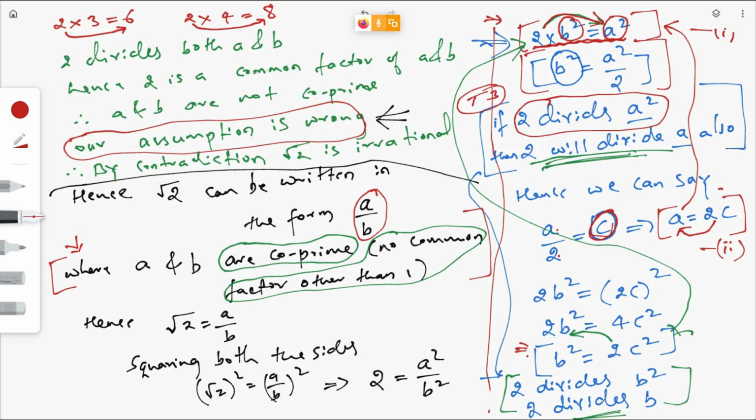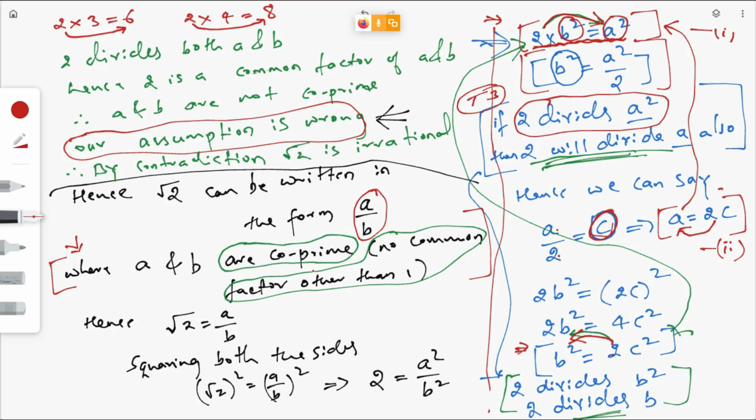So again b square is equal to 2 into c square, matlab 2 into some number is equal to b square. So 2 divides b square. If 2 divides b square, then definitely 2 divides b. Okay. So now 2 divides both a and b. 2 is a common factor here.